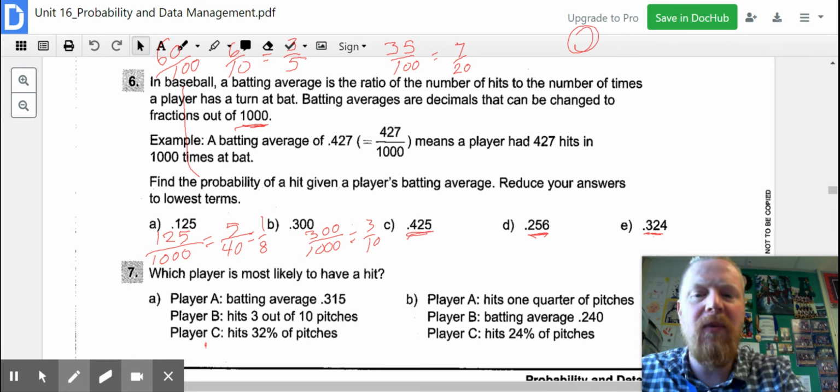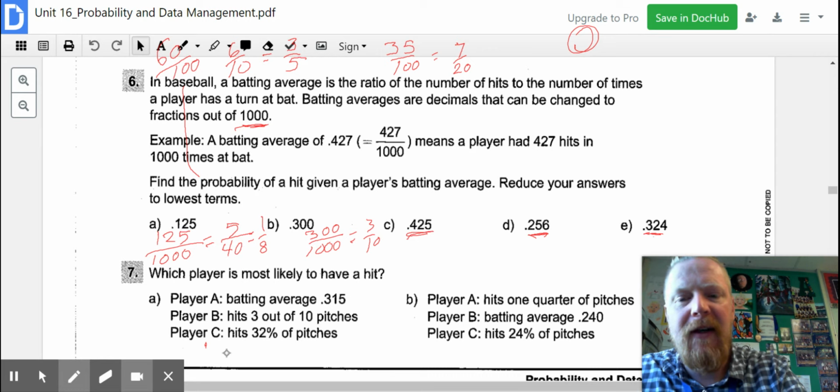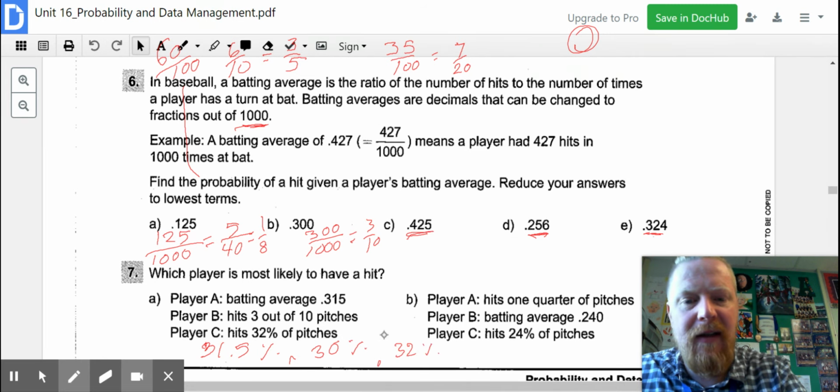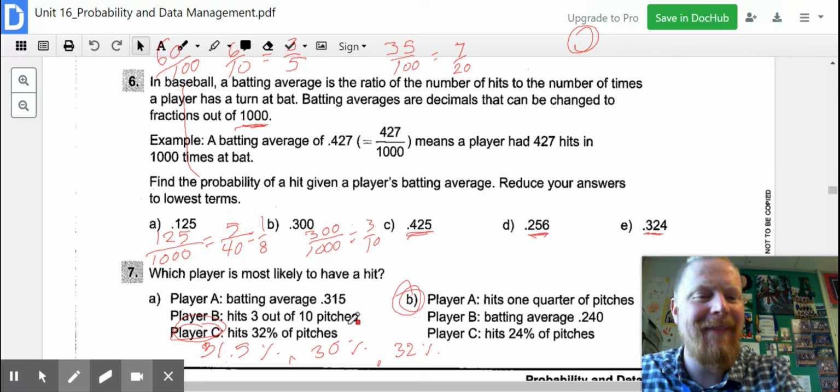I'm going to convert them to percentages just so we can compare them. So 0.315 is 31.5%. 3 out of 10 would be 30%. And 32% is 32%. So which one is most likely to have a hit? Player C has got the highest percentage, highest chance of hitting the ball, 32%. Okay? And you can compare B on your own. And that is the lesson. That is theoretical probability in a nutshell.